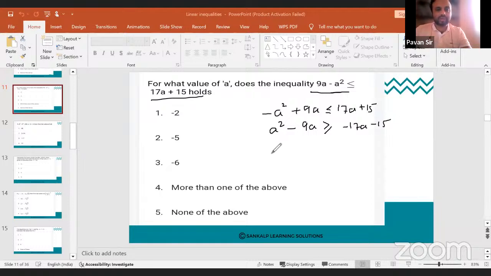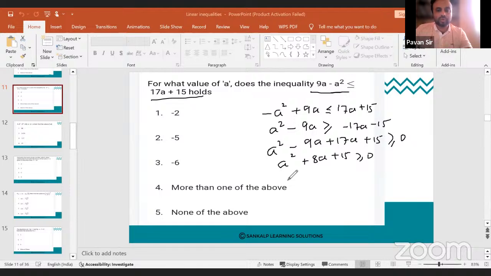Shift all of that to the LHS side. So minus 9a minus 17a minus 15 is greater than or equal to 0. So what is the answer? Try to guess the answer now. It is a square minus 17 minus 9, it is 8a, plus 15 is greater than or equal to 0.